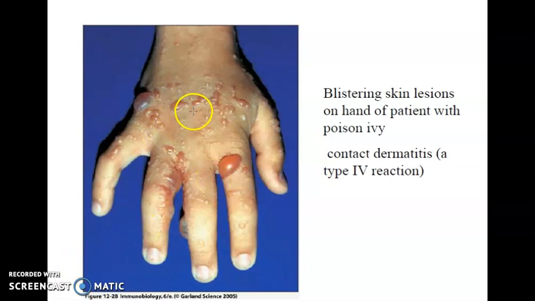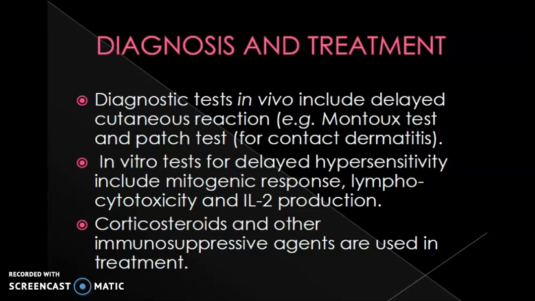and developed contact dermatitis. Coming to the diagnosis and treatment of type 4 hypersensitivity, diagnostic tests in vivo include delayed cutaneous reaction, for example, the Mantoux test in the case of tuberculosis, and the patch test for contact dermatitis. In vitro tests for delayed hypersensitivity include mitogenic response, lymphocytotoxicity, and interleukin-2 production. Corticosteroids and other immunosuppressive agents are used in the treatment.